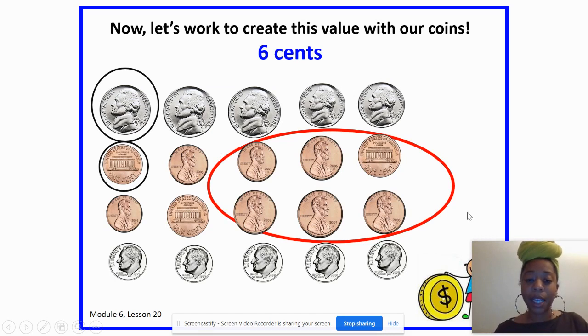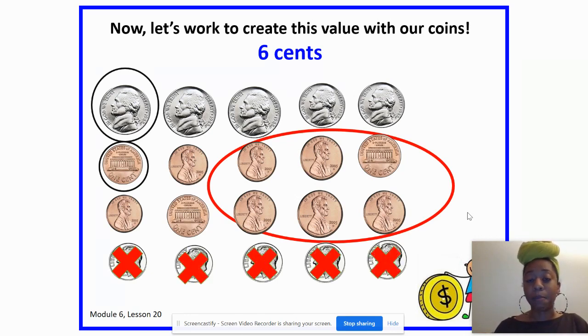Can I use a dime to make 6 cents? No, you're right. Well, how come I can't use a dime to make 6 cents? Oh, because a dime is worth 10 cents. That's too much. So for this amount, we can't use a dime to make 6 cents. We can just use our nickels and our pennies. Let's keep going.